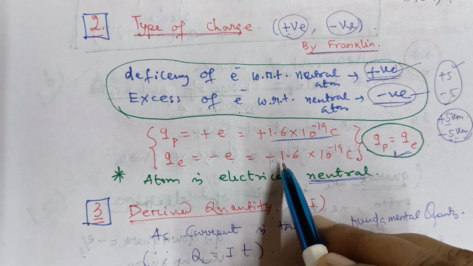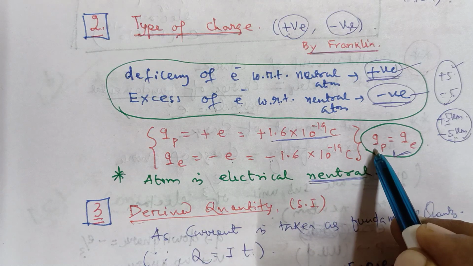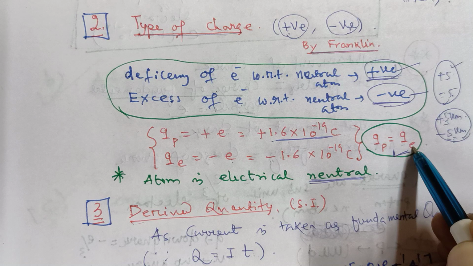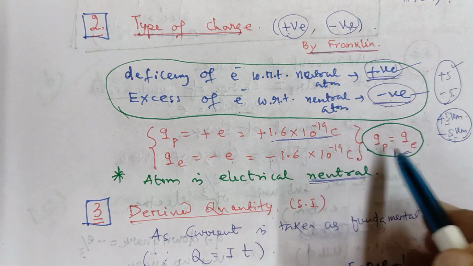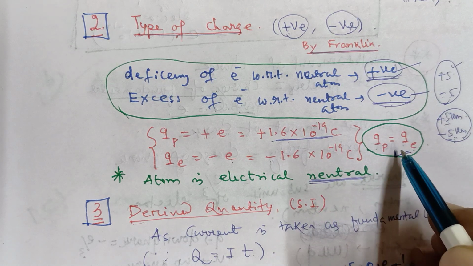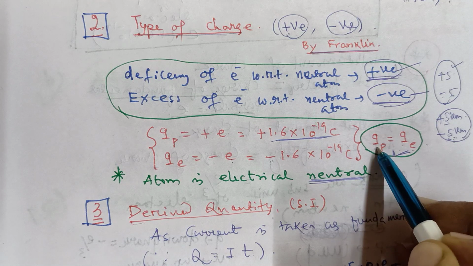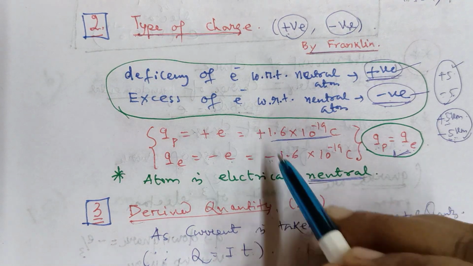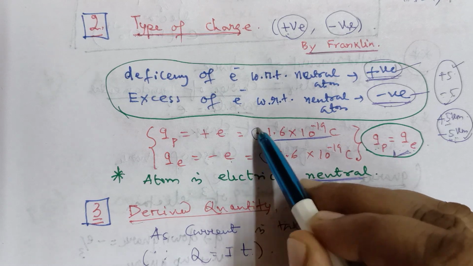Here also you will say that the magnitude of charge of a proton is the same as the magnitude of charge of an electron. You never say the charge of a proton is greater than the charge of an electron. That is a wrong statement. The charge of a proton is the same as the charge of an electron, because here plus and minus have a physical significance.